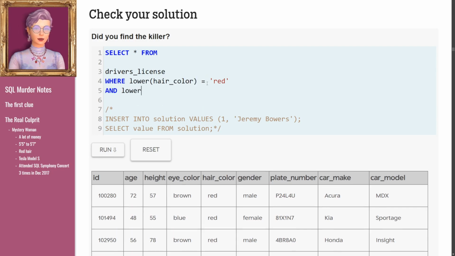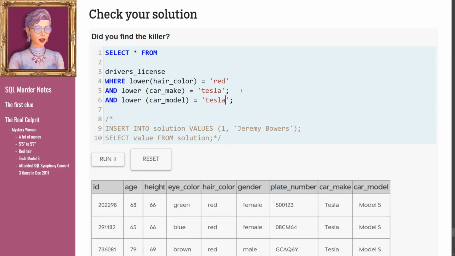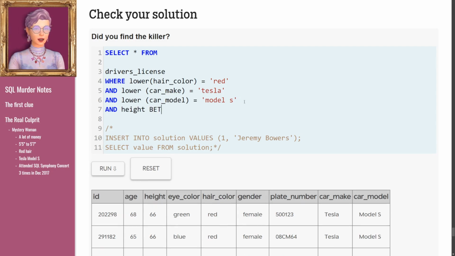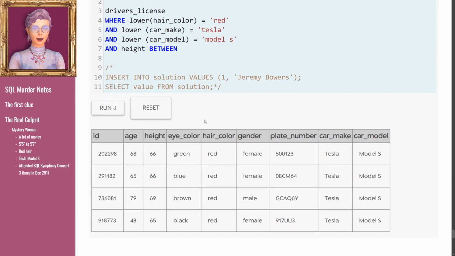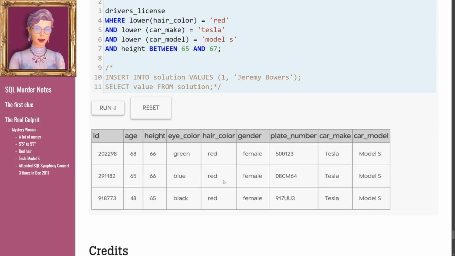That makes sense. We might as well just lower everything, so that way we know we're not messing up the capitalization. And we can add that the car model is Model S. Oh, and then we can filter by height. And height between, oh, it's in inches? How many inches is 5'5"? Hold on. Okay, 65 to 67. All right, that narrowed it down to 3 people instead of 4. They're all women, so we don't really need to filter by women again, but we could.